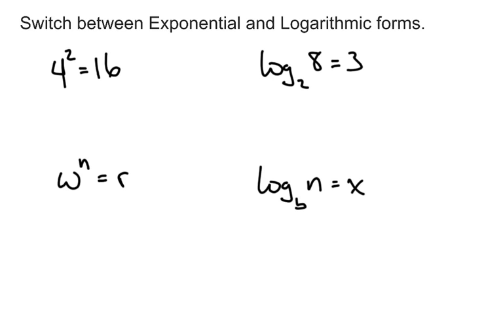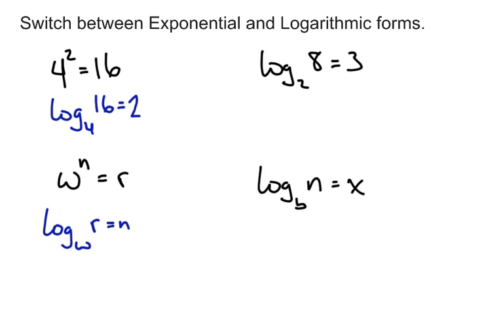So this first one, 4 squared equals 16, that's a true statement, but how do we write it in terms of logarithms? Well, we keep the same base, 4, and we switch the other two around, the 2 and the 16. So it's log base 4 of 16 is equal to 2. Let's do it again when it's all variables. Keep the same base, w, and switch the other two around. So it's log base w of r is equal to n.